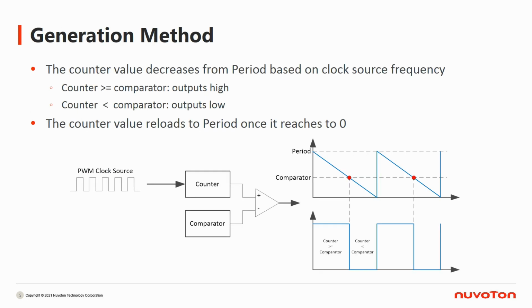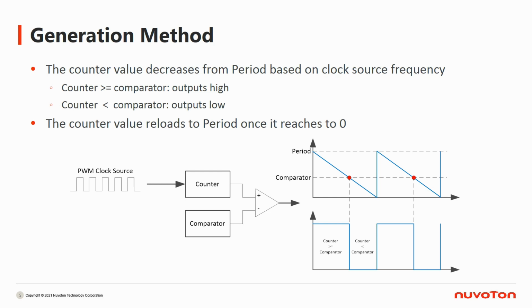The implementation of PWM is done by a counter and a comparator. There is a counter used to decide when it should be on duty. The counter value decreases from the value of period. A comparator value is used to tell when to switch from on to off.